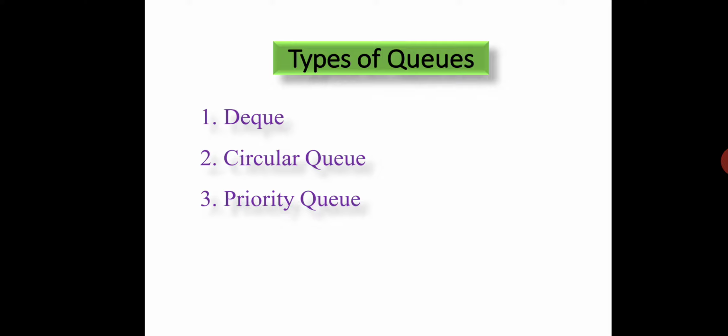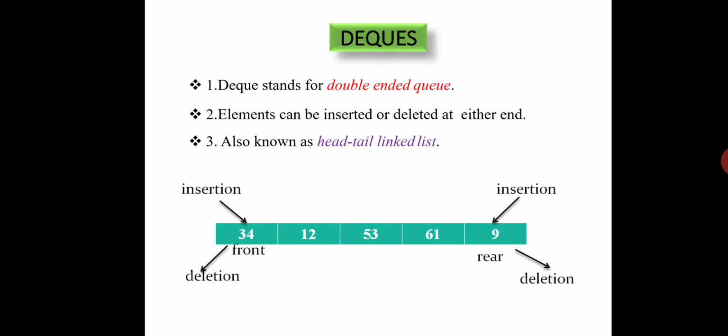Then come to the types of queues: DQ, circular queue, priority queue. DQ means double-ended queue. We can do insertion and deletion on both sides. For example, see this diagram, with the front and rear. In an ordinary queue, deletion takes place only at the front end, and we insert elements only at the rear end.